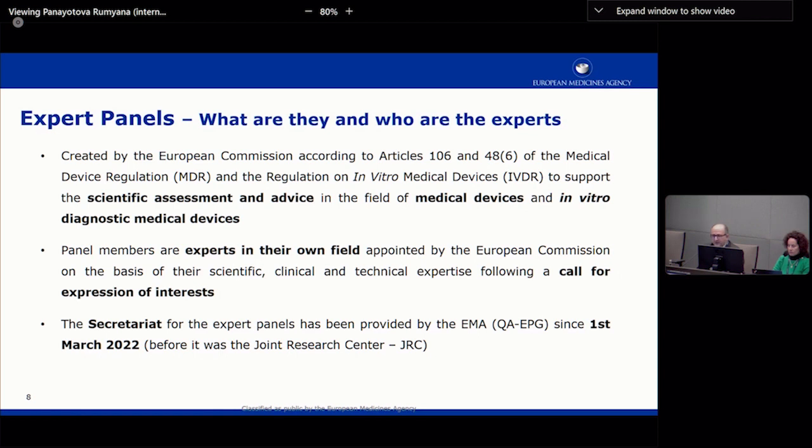The Secretariat for the expert panels, up until 1st of March 2022, was provided by the Joint Research Center, but since then it has transitioned to the EMA, and it's now provided by the Expert Panels and Groups Office where I work.